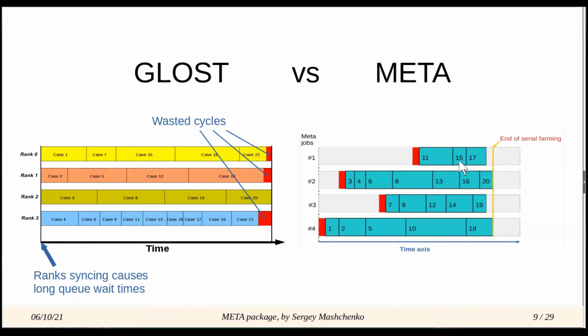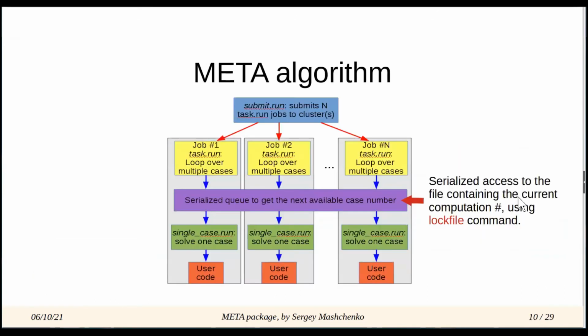On the right side, the Meta approach is, again, more flexible, and that results in no wasted cycles. On the GLOST side, all the MPI ranks have to wait for the slowest rank, which happens to be rank number 2. So all these red rectangles are wasted CPU cycles. So GLOST is inflexible on both the left and right side, and it results in both long queue wait time and wasted CPU cycles at the end.